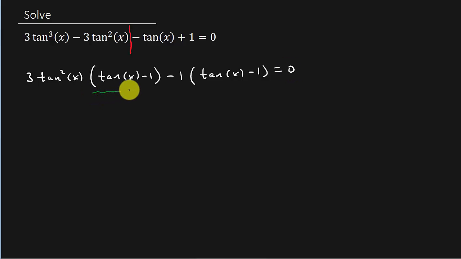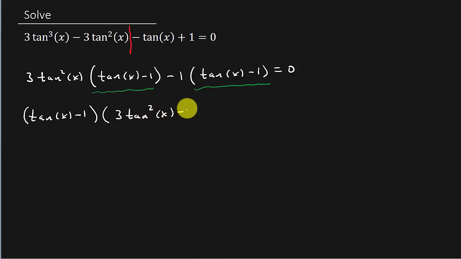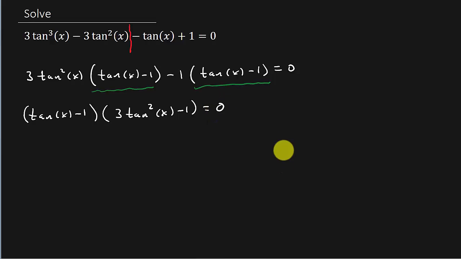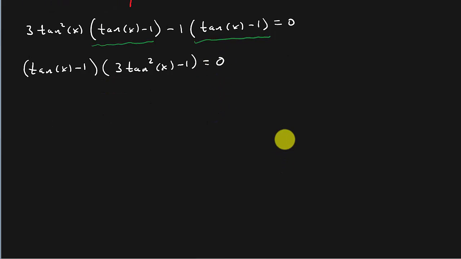And so now we have this common factor of tangent x minus 1, so I'm going to factor that out. So I've got tangent x minus 1 times 3 tangent squared x minus 1 equals 0. So we've got it factored. Now I'm just going to set each factor equal to 0. So I've got tangent x minus 1 equals 0, or 3 tangent squared x minus 1 equals 0.